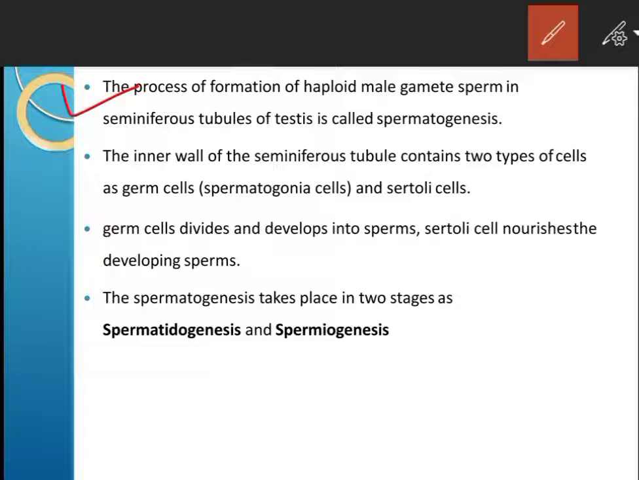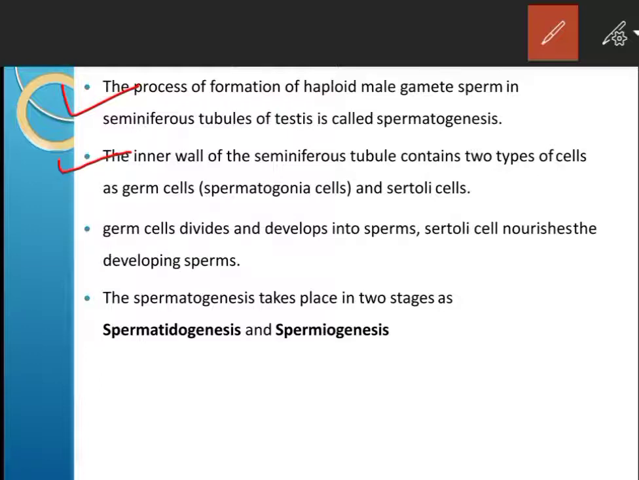It is the formation of spermatozoa, means the sperms, the male gametes in the testes, which originate from the seminiferous tubules. So it is a formation of haploid male gamete called the sperms in seminiferous tubules of testis, that is called spermatogenesis. The inner wall of the seminiferous tubules contains two types of cells.